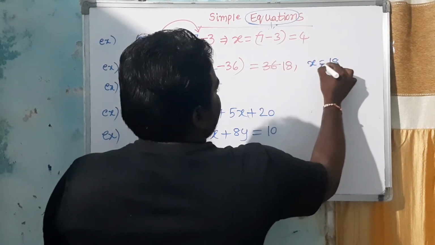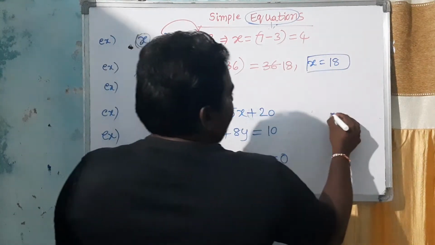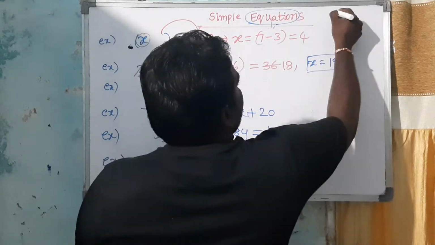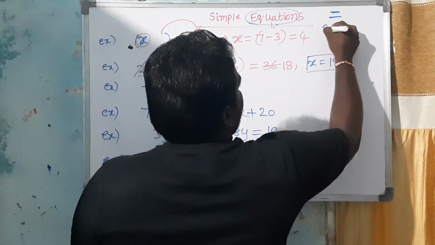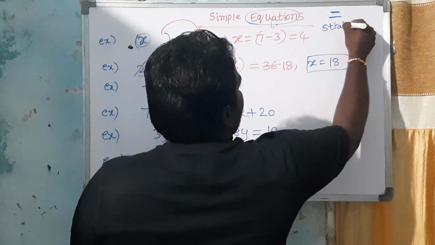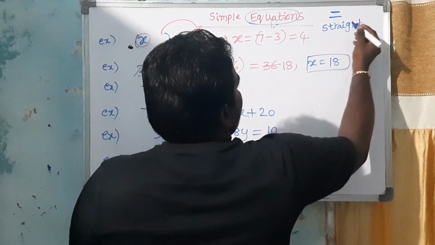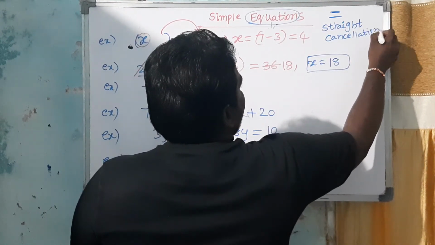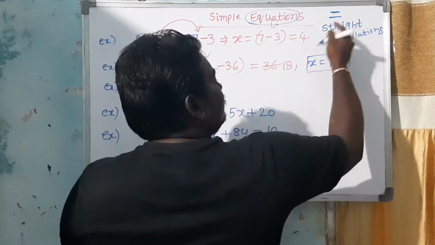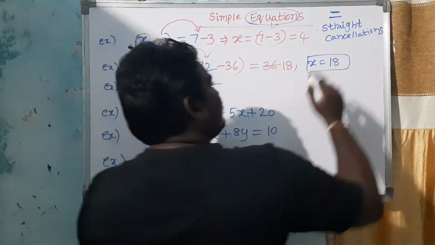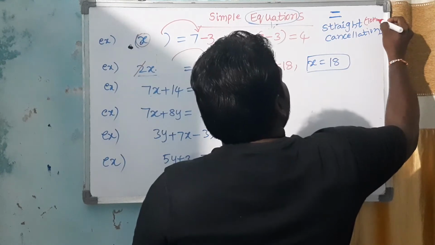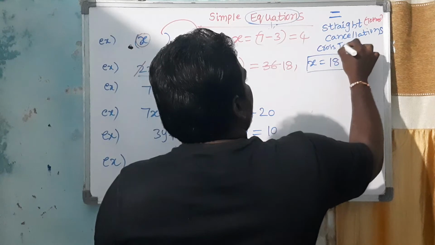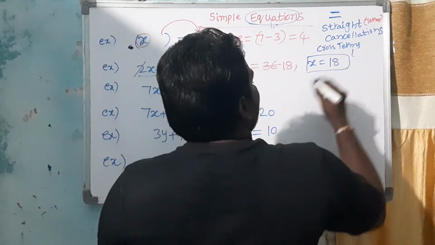Here the technique is: when the equal to symbol is there, straight terms we can cancel, and cross terms we can multiply.